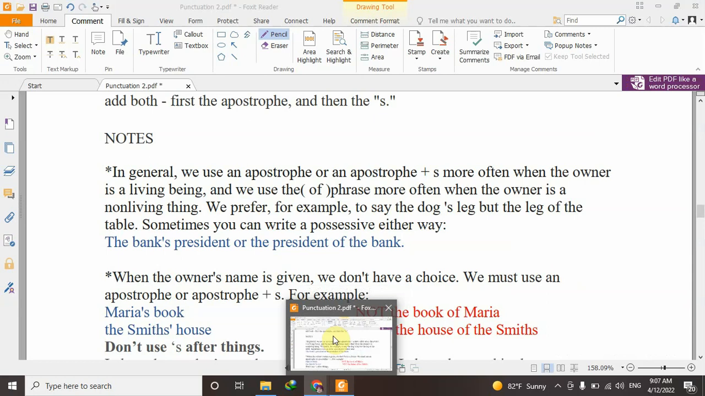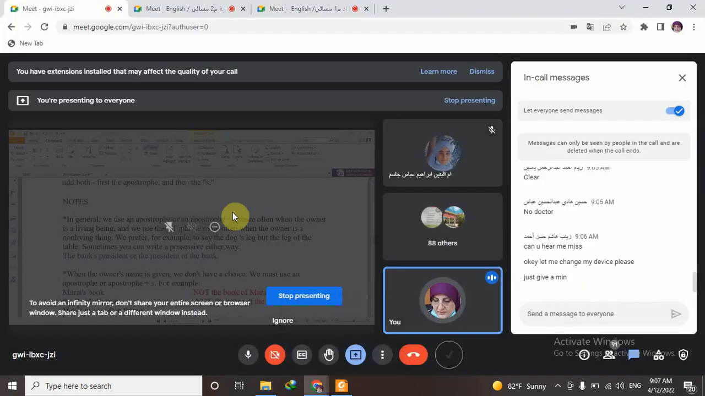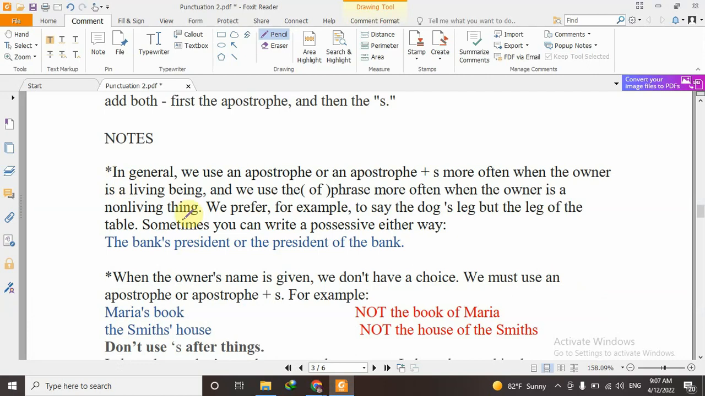Now, in general, we use an apostrophe or an apostrophe s more often when the owner is a living thing. As I said, we are using it with living things. I say, for example, my teacher's car, my mother's room, my sister's dress, my brother's shoe, and something like that.